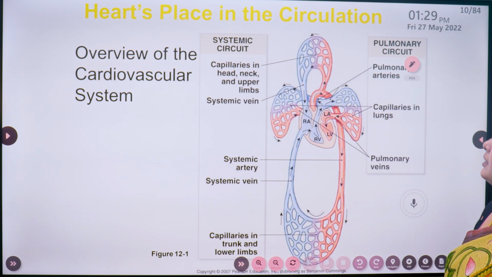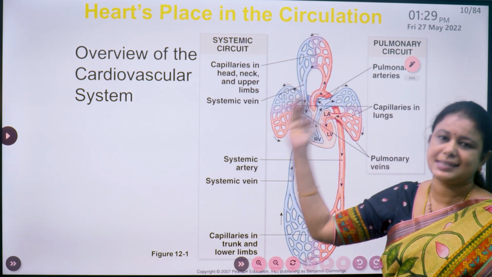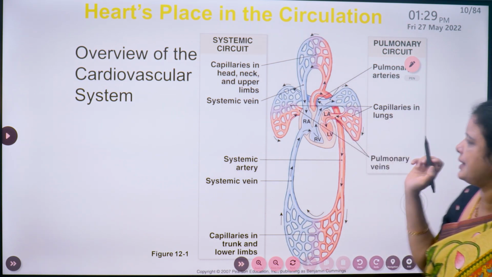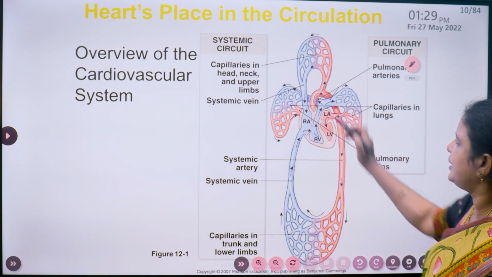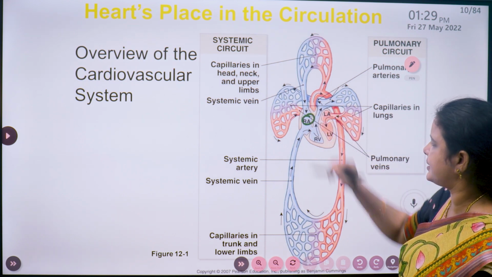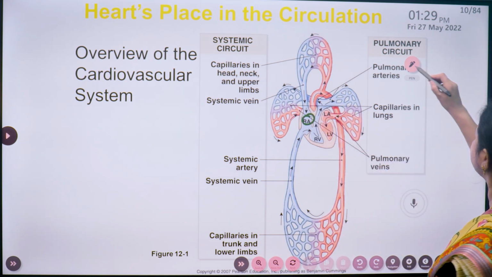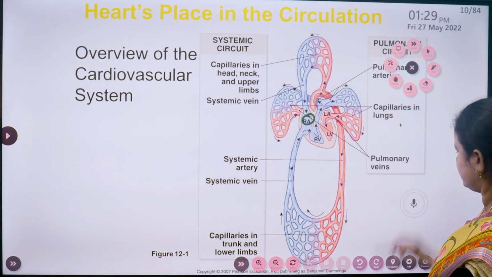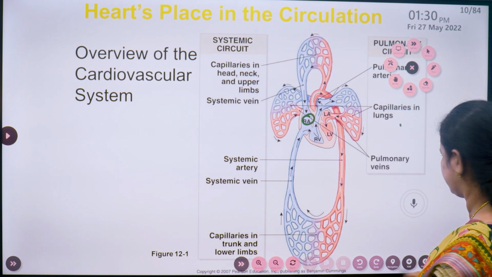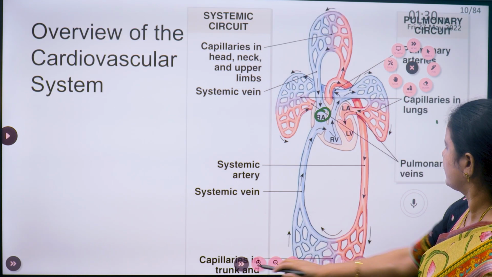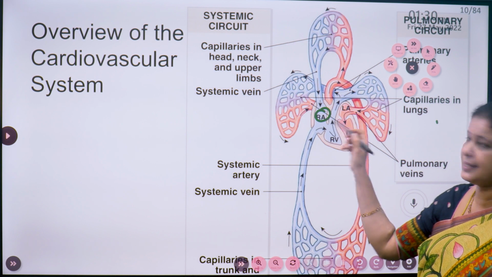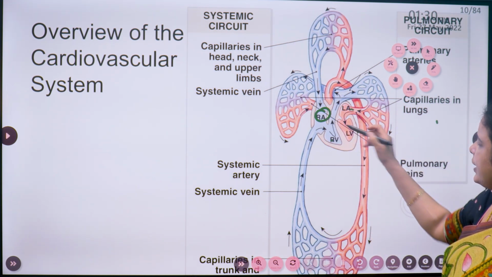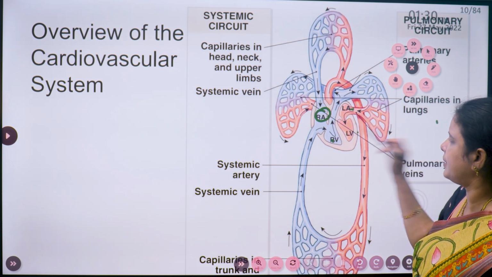So, an overview of the cardiovascular system: systemic circulation and pulmonary circulation. If you see pulmonary circulation, first, this is the right atrium, right ventricle, left atrium, left ventricle.